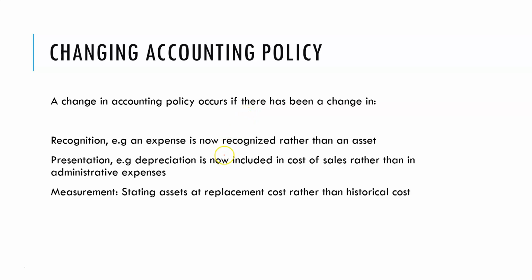So these are some examples here. This is the one like the borrowing costs where you have an expense. Well, it might be the other way. It's now recognized as an asset rather than an expense, depending on the standards. There are lots of standards. We just don't get a chance to look at all of them. It could have been the other way around. The one I gave you about depreciation now being included in cost of sales. And choosing to go with replacement cost rather than historical cost. This is another option.